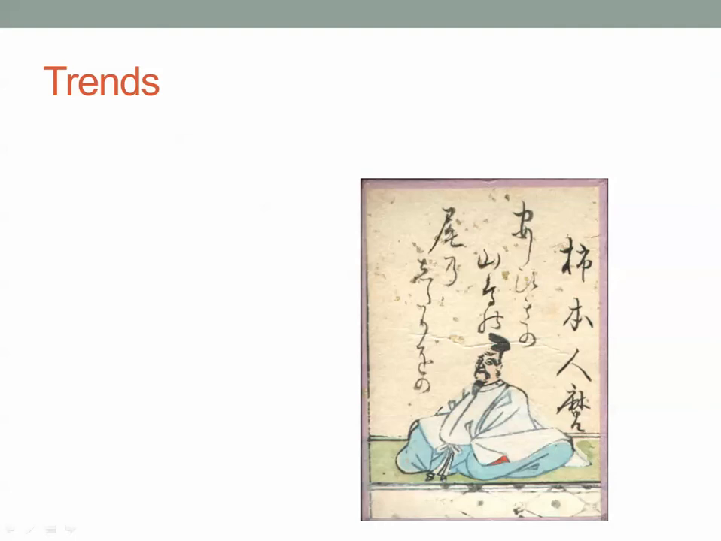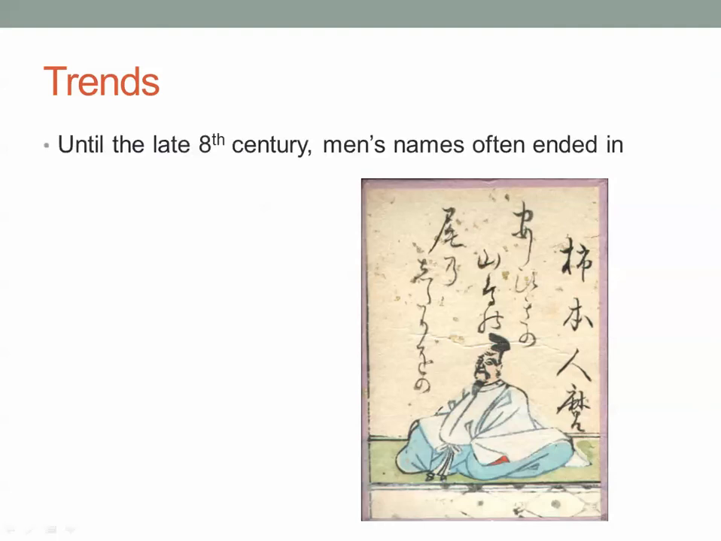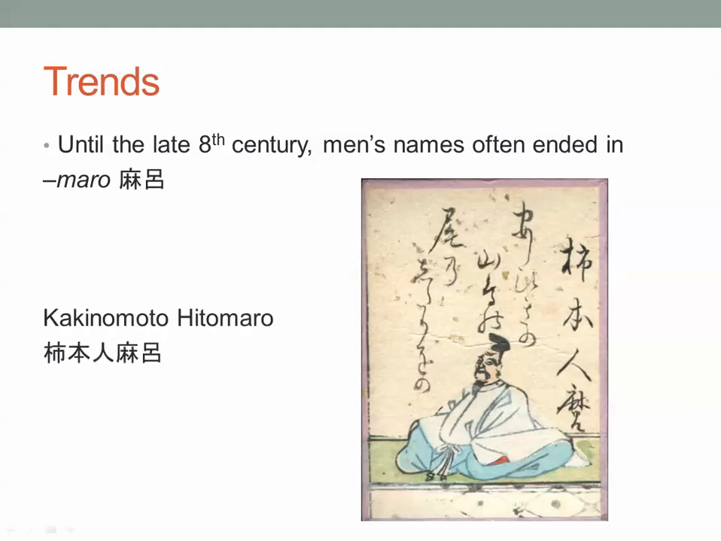First, I want to talk about trends. There are naming trends in every culture, I think. Until the late 8th century, men's names often ended in maro. And here we have a picture of Kakinomoto Hitomaro, who was one of the really important poets of the Manyoshu. Hopefully, the Manyoshu as a title rings a bell with you. Remember Manyogana, that early poetry anthology. So Kakinomoto Hitomaro, who's usually just referred to as Hitomaro, was one of the major compilers and poets in that.